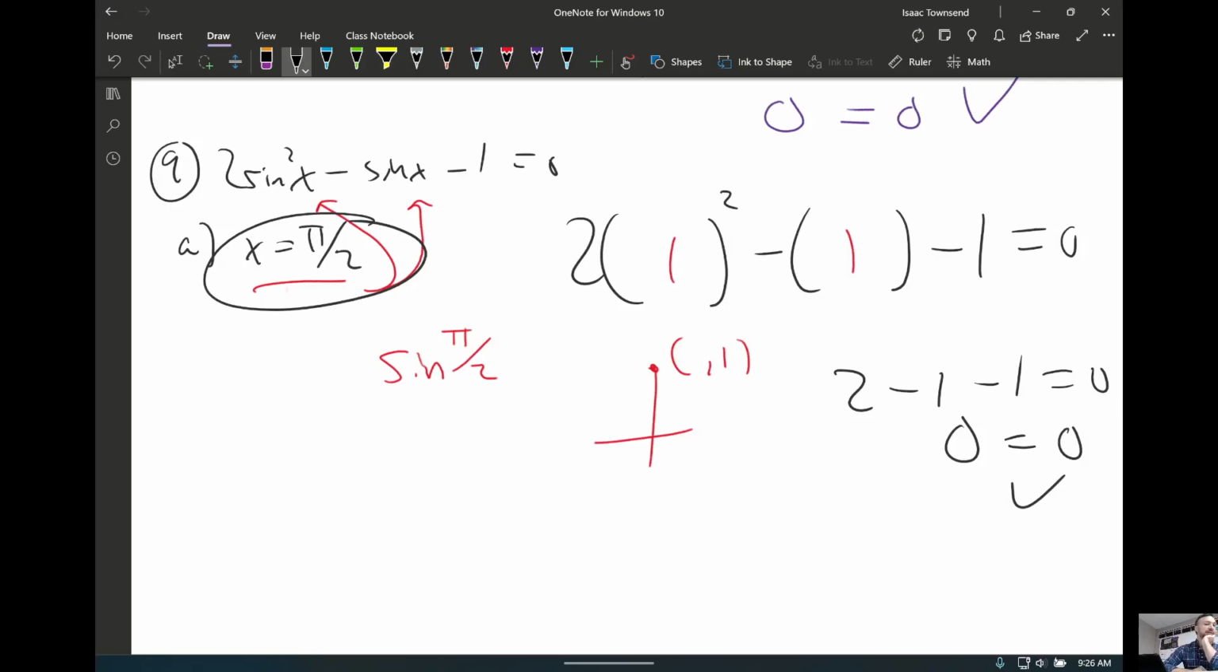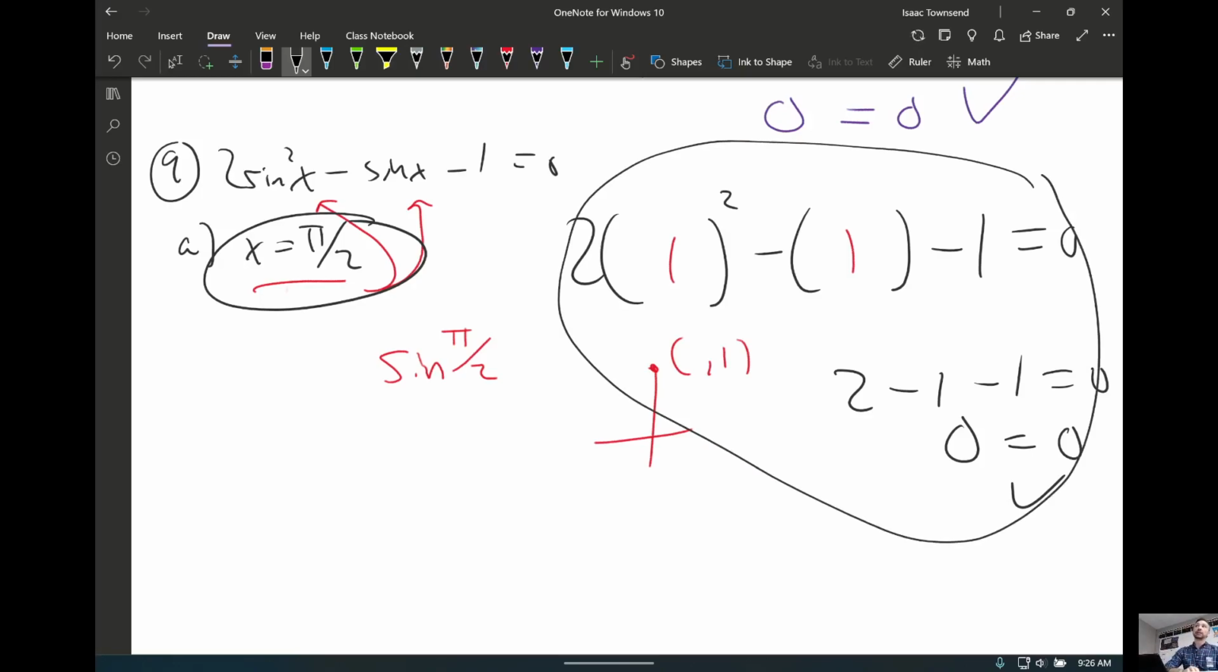Okay, and then just do the same thing for 7 pi over 6. If it works, it's a solution. If it does not work, it is not a solution. But this is what I'm wanting to see. I want to see that you're plugging it in and checking to see if it works or not. Actually, just based on these directions, I think they're all supposed to work. They kind of imply that these are solutions and they just want you to check them.